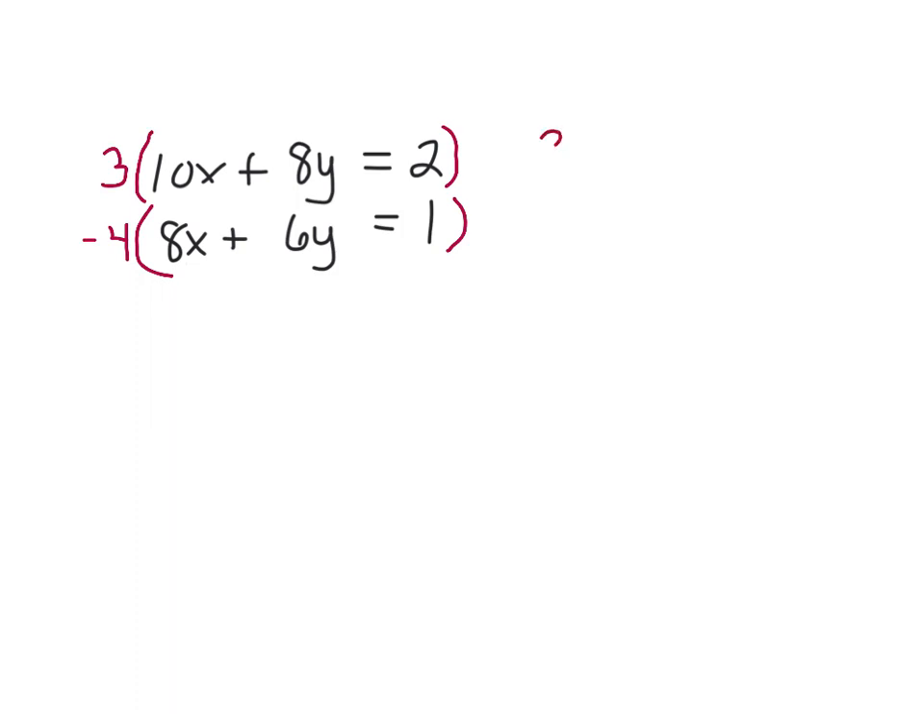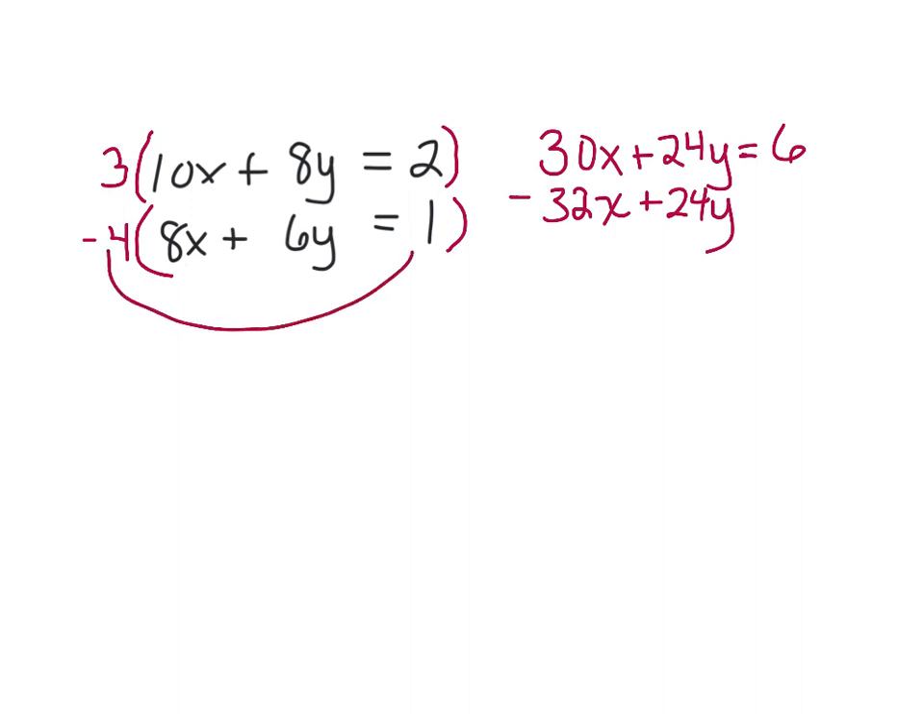So if I rewrite these, that's 30x plus 24y equals 6. And then with the other equation, now I'm going to have minus 32x plus 24y. Again, remembering to multiply the other side as well, equals -4.